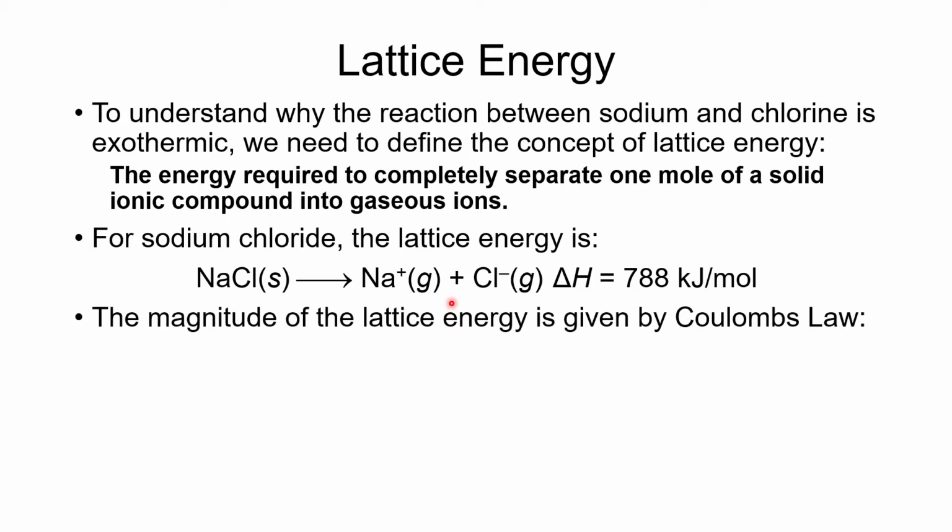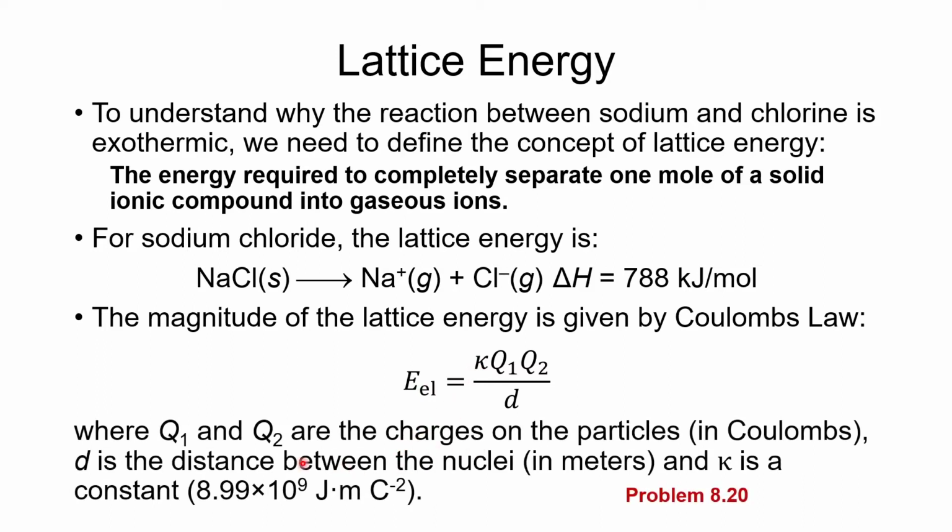Now, the magnitude of the lattice energy is given to us by Coulomb's law. Coulomb's law tells us that the attractive energy holding the ions together is equal to a constant times the charges of the ions in coulombs divided by the distance between the nuclei of those ions in meters. We're not going to actually do this calculation, as fun as that would be. Problem number 20 is simply to write down the definition of lattice energy. So I'm going to do that, and then I'm going to switch over.